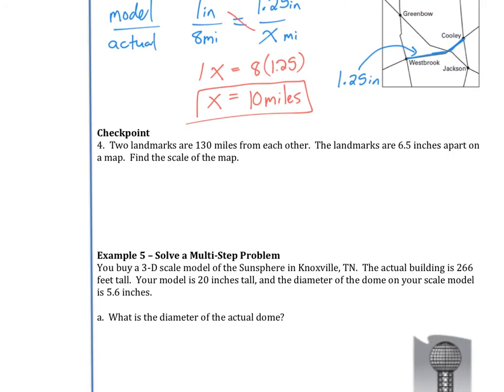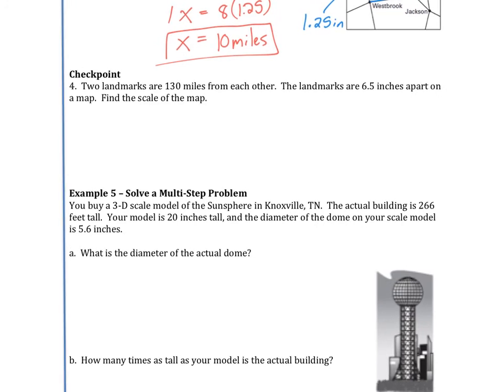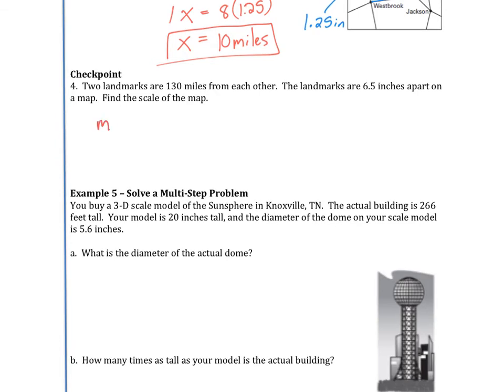Okay, checkpoint 4. It says the two landmarks are 130 miles from each other. The landmarks are 6.5 inches apart on a map. Find the scale. So we have to do model over actual. So in the model, the landmarks are 6.5 inches apart. In real life, they're 130 miles. So we're just trying to find the scale. So what does 1 inch represent?